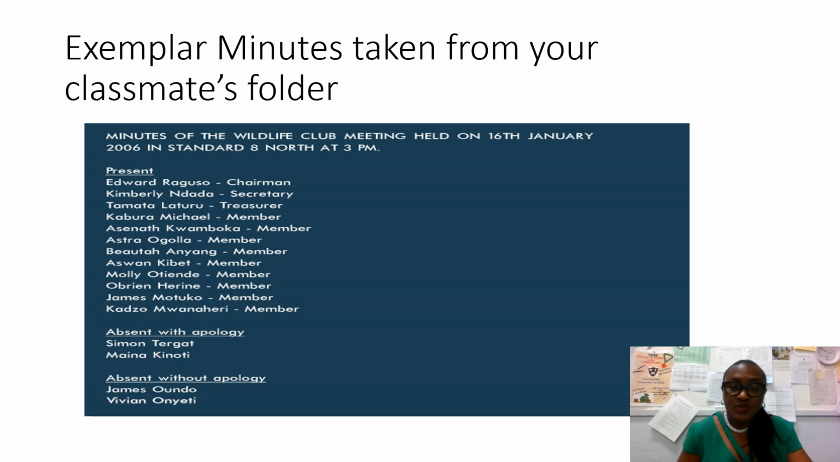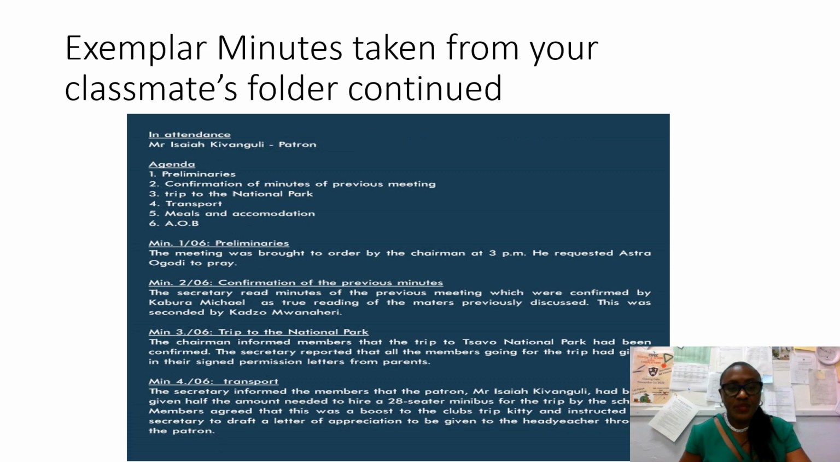As you can see from this minutes, the time, place, and date was listed, followed by those members present, those members absent with and without apology, members in attendance such as Mr. Isaiah, who's a patron, then the agenda with 6 points. Each of these 6 points form a heading and were elaborated on with authenticity.